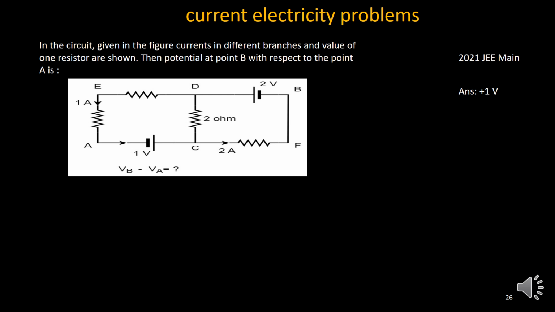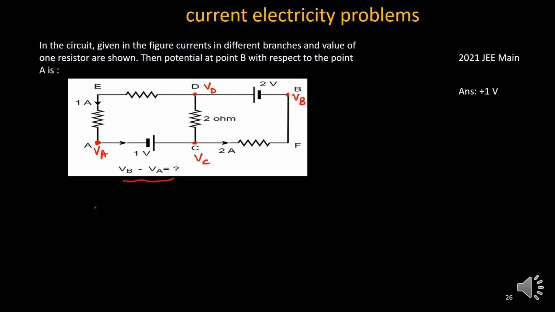So this circuit is drawn. All the points are given. Take carefully. This is node A, this is node C, this is node D, this is node B. Okay. So this node potential is VA, this node potential is VC, this node potential is VD, this node potential is VB. I need to find out VB minus VA.